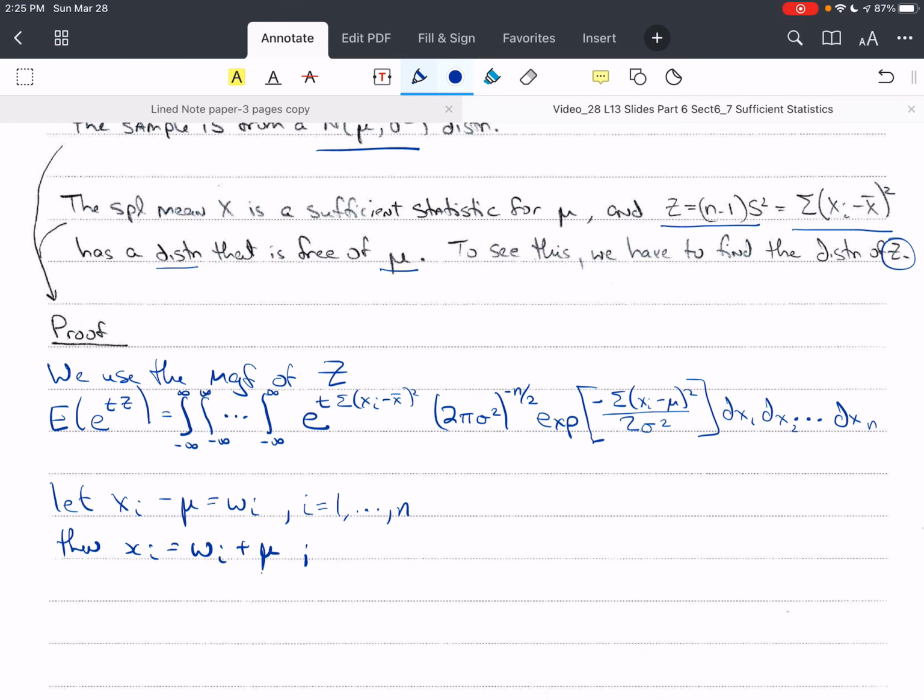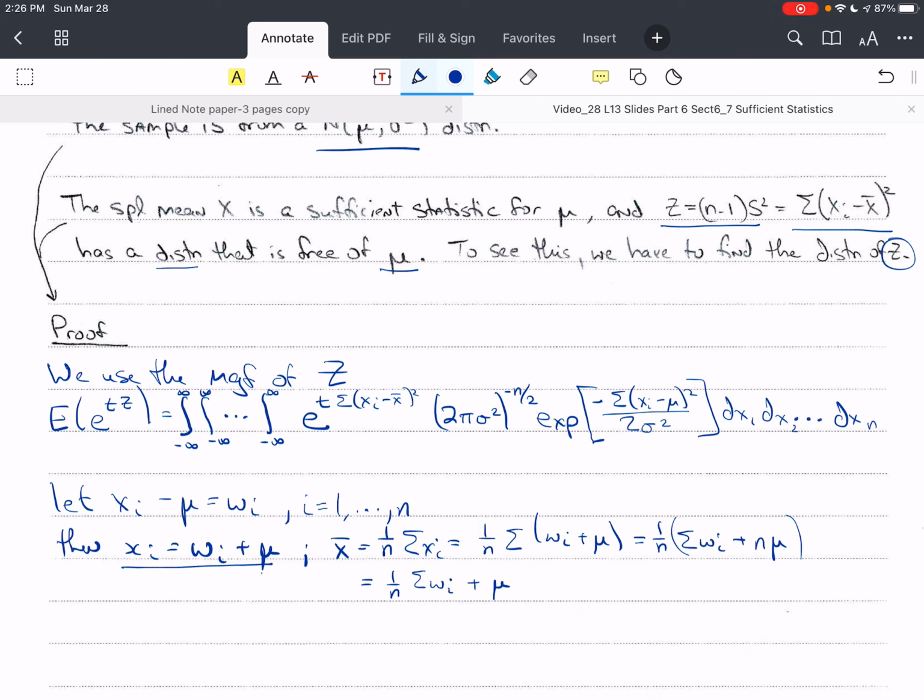And then x bar equals 1 over n sum of xi, which is equal to 1 over n sum of wi plus mu. We're substituting in for x sub i, and now we're distributing the summation: 1 over n sum of wi plus n times mu. Mu is a constant, so when we sum it up n times, we just get n of those. And this is equal to 1 over n sum of wi plus mu.